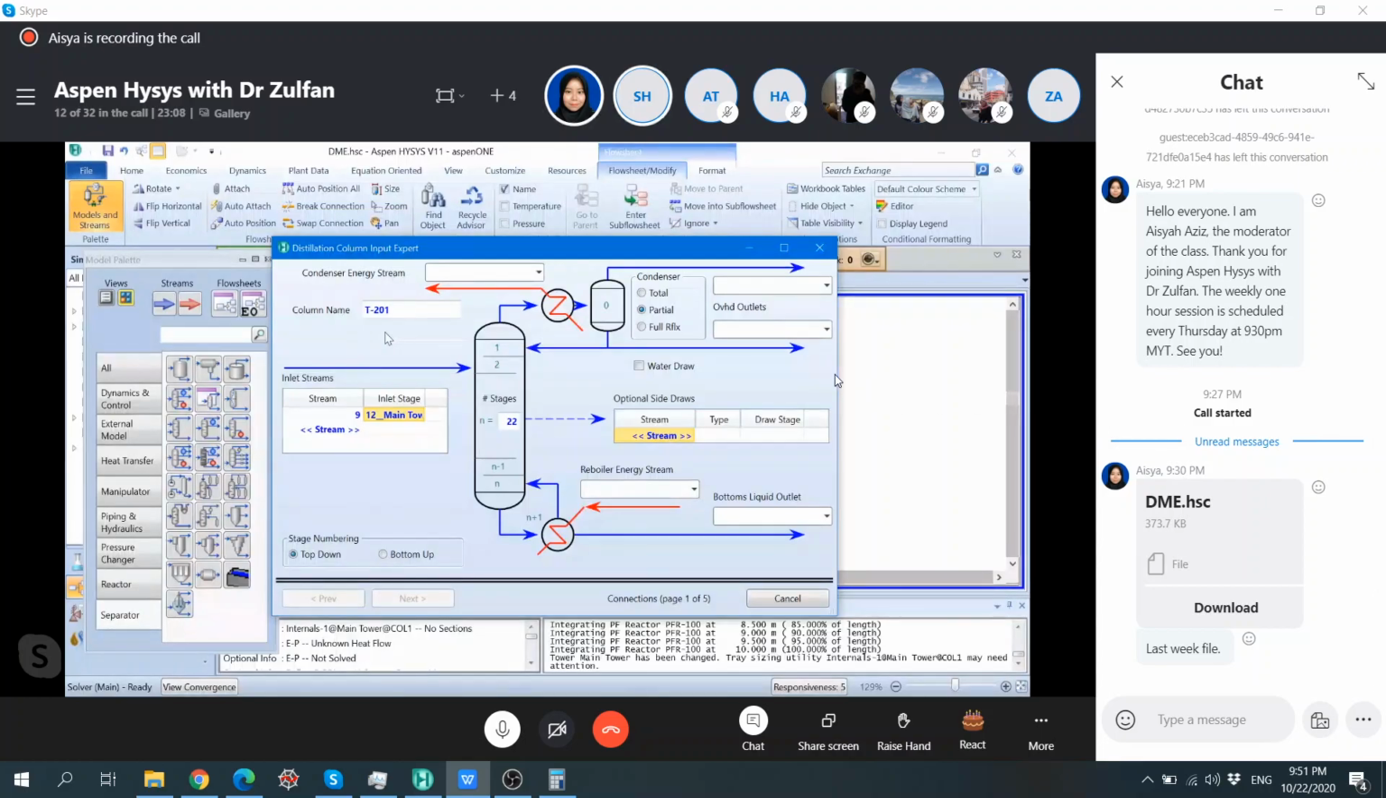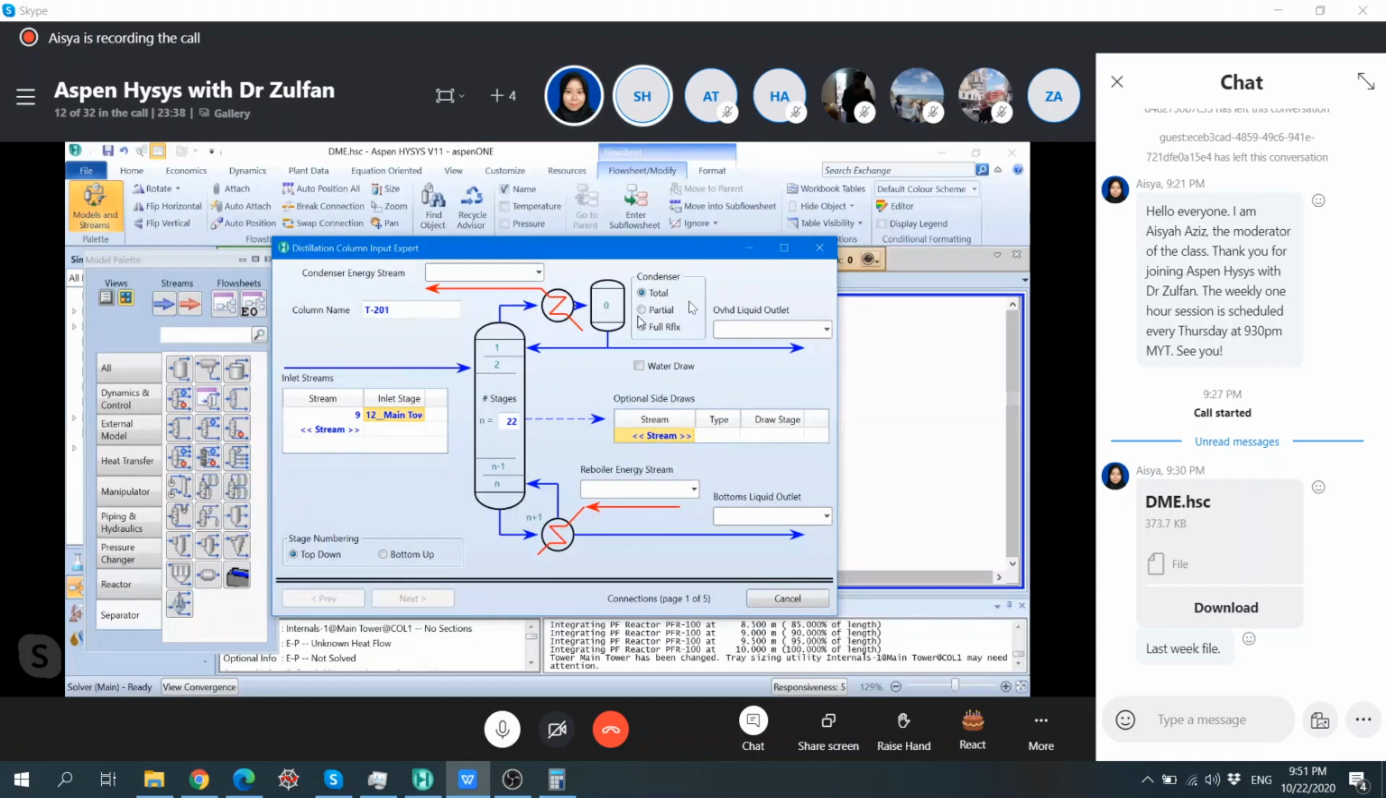Yeah, and then the condenser, we know already that we are going to fully condense this. So in here we have total, partial, and full reflux. In this case we have to select total, because it's going to be a total condenser. You can see one step at a time: from the top of the column it goes to the condenser, and then to this vessel, the reflux drum.